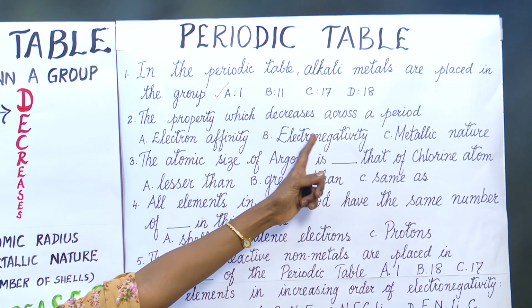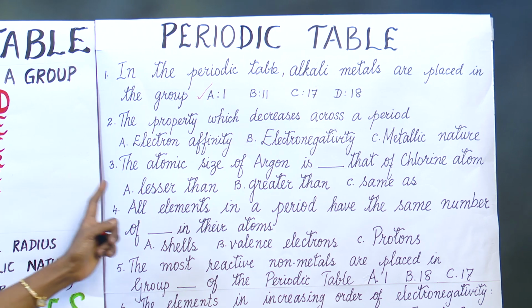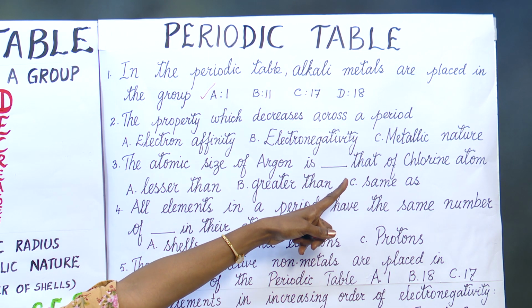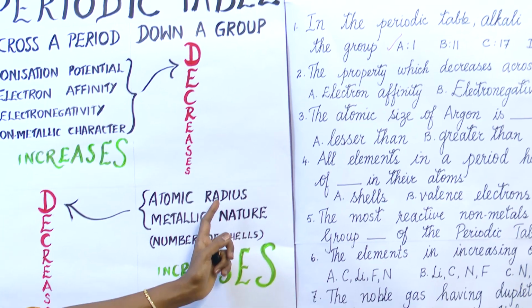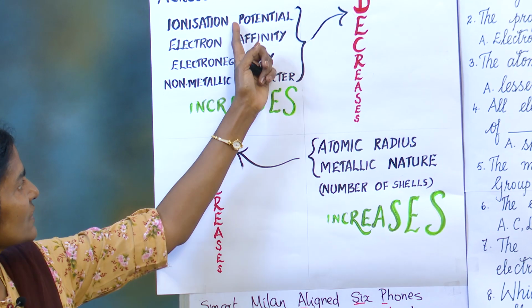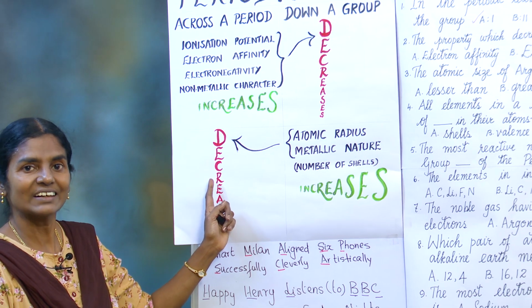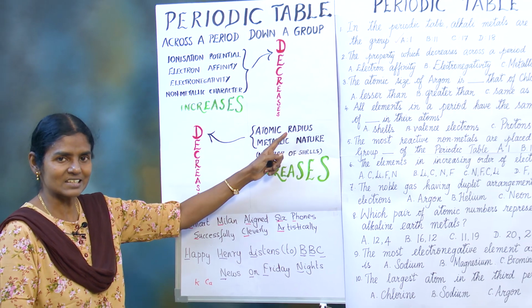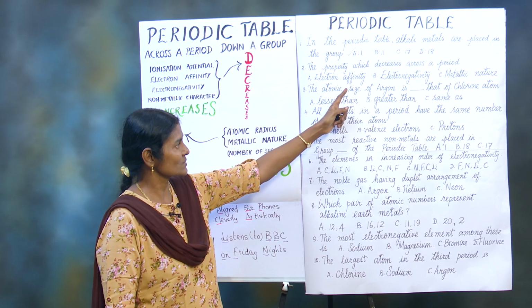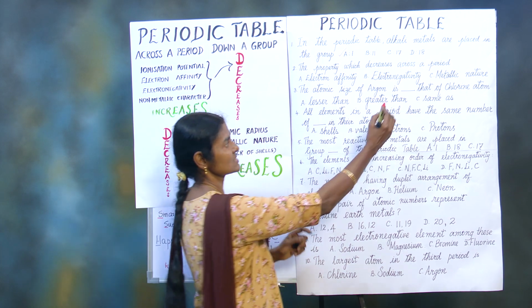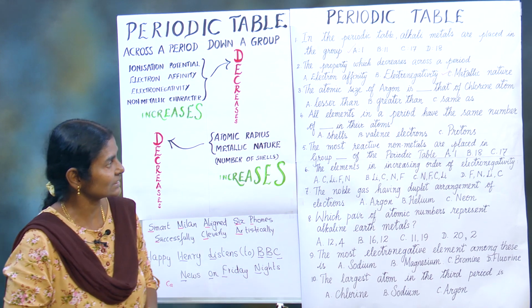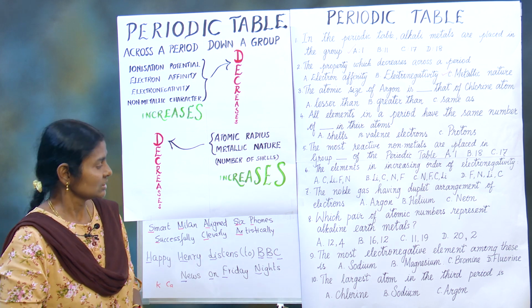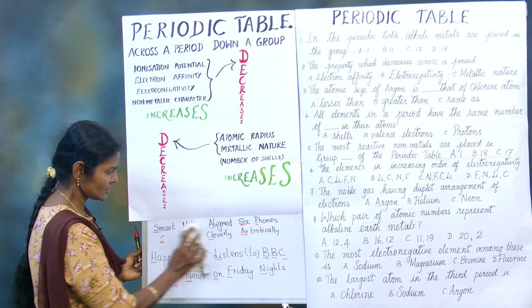Alright, the property which decreases across a period: electron affinity, electronegativity, metallic nature. Which property will decrease across a period? Now go to the decreasing part. Which one will decrease across a period? These will increase, but metallic nature will decrease. So if you have this, don't you think it's easy? You can immediately refer to this. Oh yes, so metallic nature will decrease across a period. So that is the answer. Finished. Alright, now we go to the next one, atomic size. This is an exception. Okay, so such things we need to remember carefully.